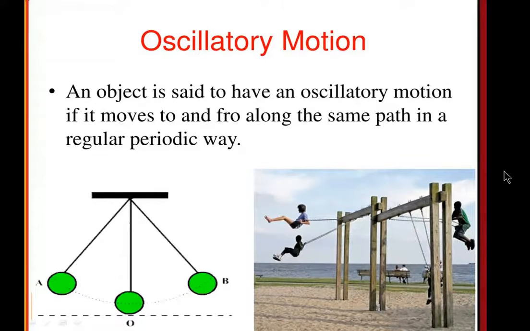And the next one is the oscillatory motion. In this, an object moves to and fro, that means it goes backward and forward along the same path, and the periodic time will also be regular. In this way we can see the oscillatory motion. The example is also given here. The pendulum is also moving to and fro, that means coming forward and backward.